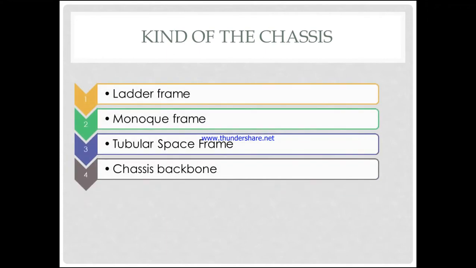Kinds of the chassis. There are 4 types of chassis, and I will explain a little about the definition, weaknesses and advantages of each. Number 1, ladder frame. Number 2, monocoque frame. Number 3, tubular space frame. Number 4, backbone chassis.